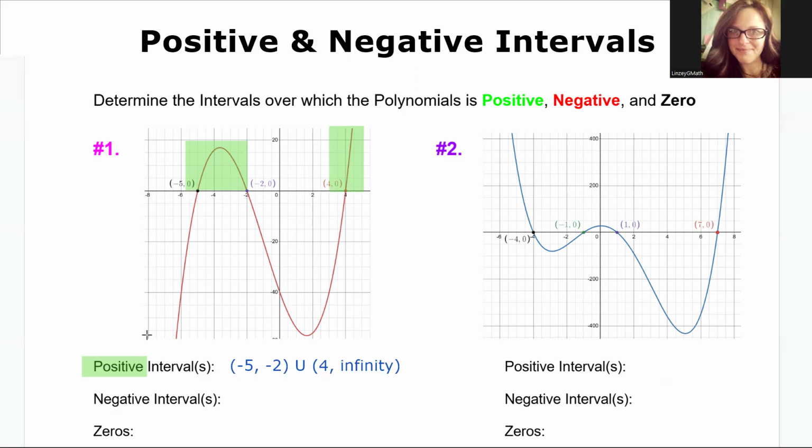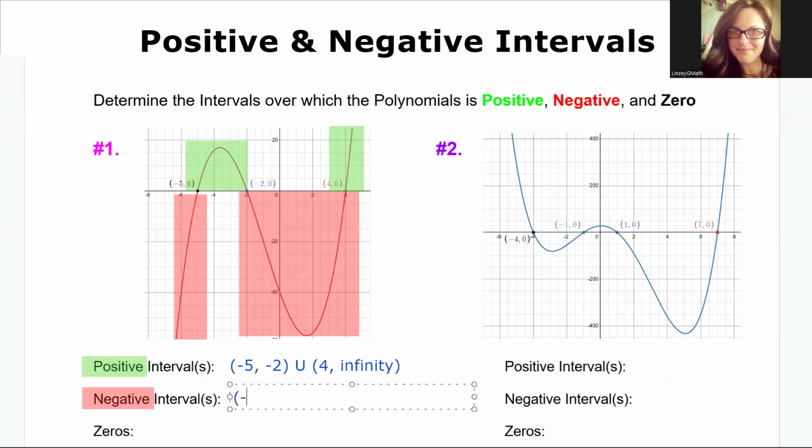Let's do the negative intervals. The negative intervals is when the graph is below the x-axis. We see from negative infinity up to negative 5, the graph is below the x-axis. Union, also, from negative 2 to 4. Again, using parentheses, we are not including the zeros. Speaking of the zeros, when x is equal to negative 5, negative 2, and positive 4, the y values are 0.